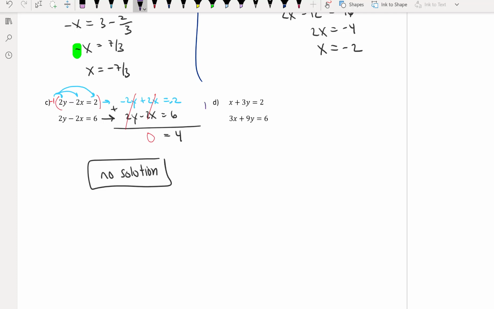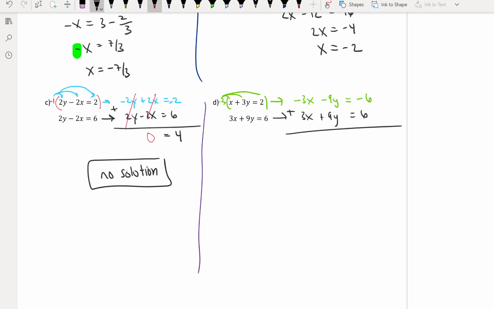So let's take a look at letter D. If I'm looking at letter D, let's say I want to cancel out the x values. So that means that I want to go ahead and multiply the first equation by negative 3. So I would get a negative 3x, negative 9y. And don't forget, it's a negative 3 times 2, so it's a negative 6. And down at the bottom, that did not change, so 3x plus 9y is equal to 6.